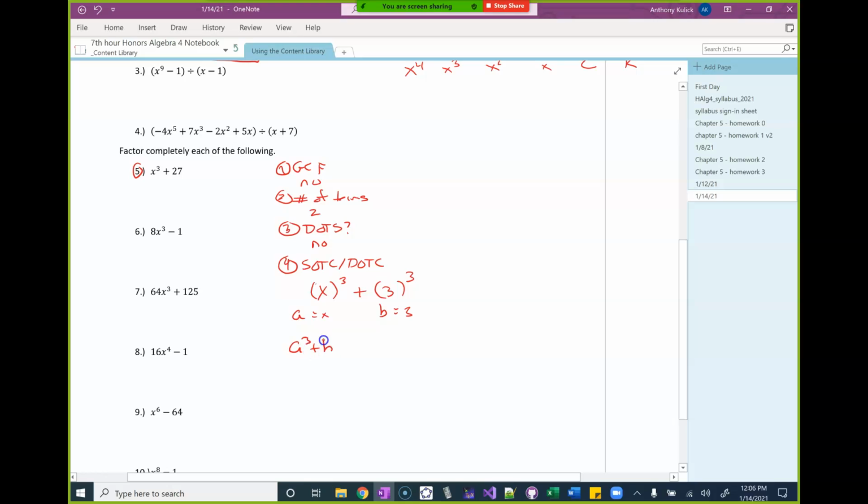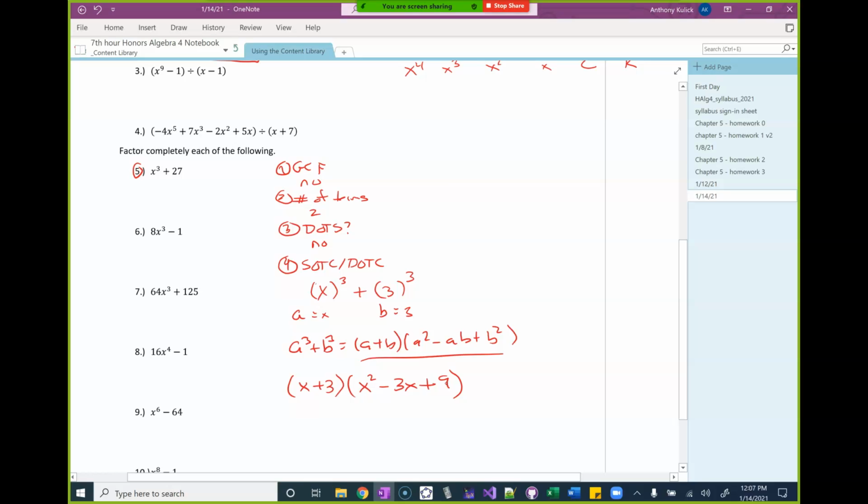So when I use my sum of 2 cubes factoring pattern, which I'll write down here for us so you can see what I'm filling in, I'm basically going to fill in the a and b values to this right-hand side. So a plus b is going to be x plus 3. A squared is x squared. A times b is 3x. And b squared is 3 squared, or 9.